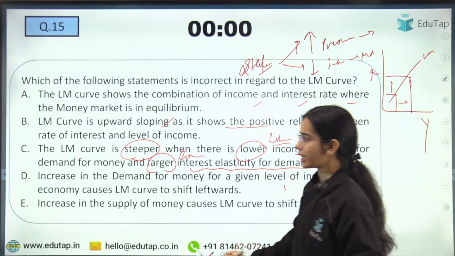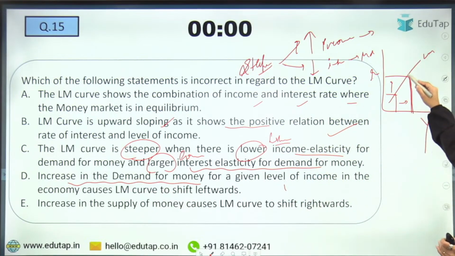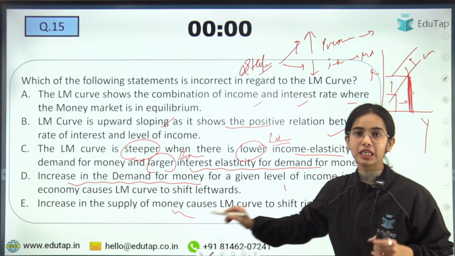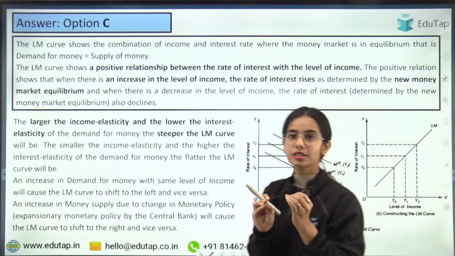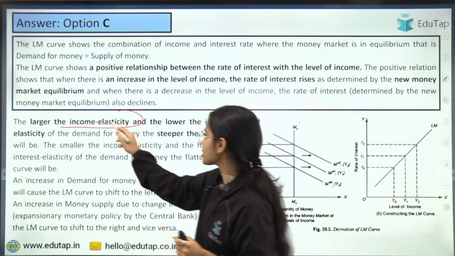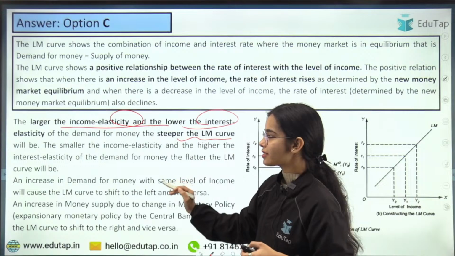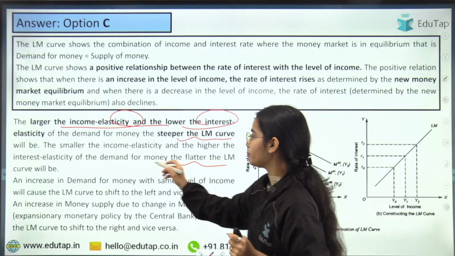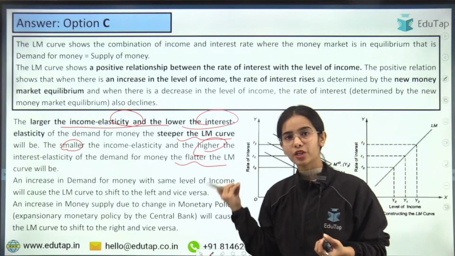The remaining statements are correct. If the demand for money is increasing at a constant level of income, the LM curve will shift leftwards. And if the money supply is increasing, the LM curve will shift rightwards. So these are correct. Only the third statement was wrong, because the larger the income elasticity of demand and the lower the interest elasticity of demand for money, the steeper the LM curve, and vice versa: the LM curve will be flatter when the income elasticity of demand is smaller and the interest elasticity of demand is higher. This is the basic idea that you have to keep in mind.